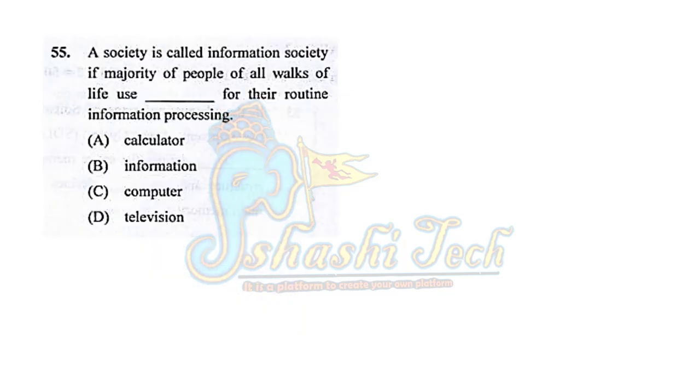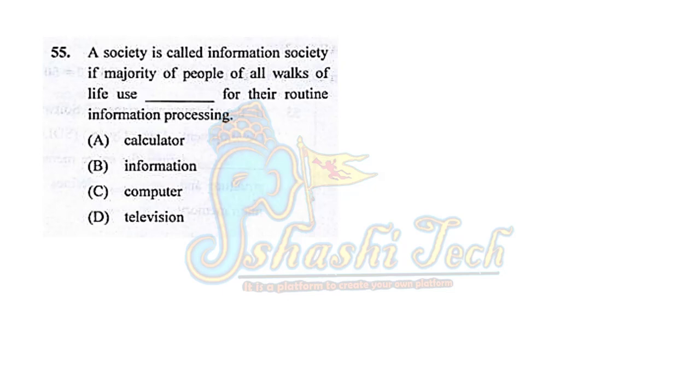Let us go to question number 55. A society is called an information society if the majority of people of all walks of life use dash for their routine information processing. Options are: option A, calculator; option B, information; option C, computer; option D, television. If the society uses more calculators, can we call this an information society? No.